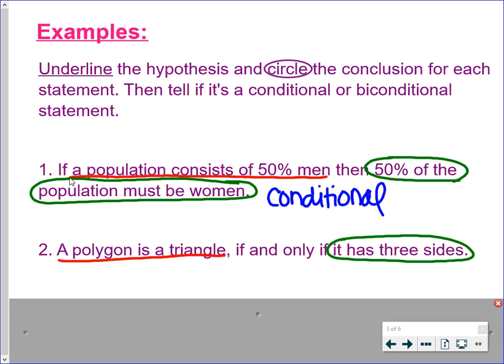Now we need to decide conditional or biconditional. I see that if and only if. That tells me right away that it's biconditional. Both of these have to be true.